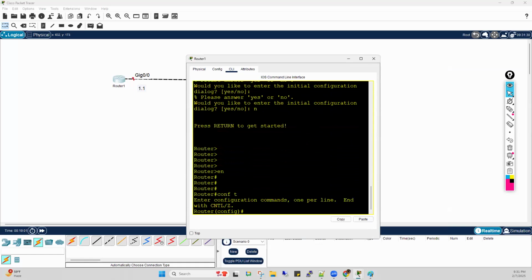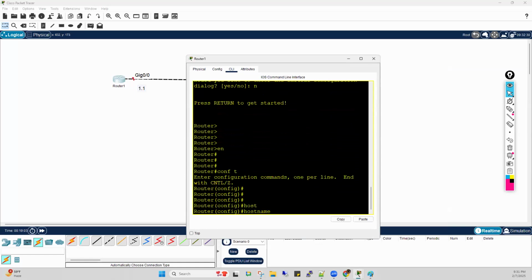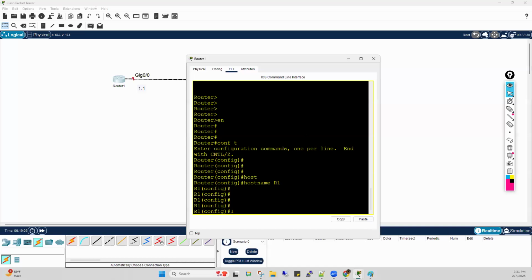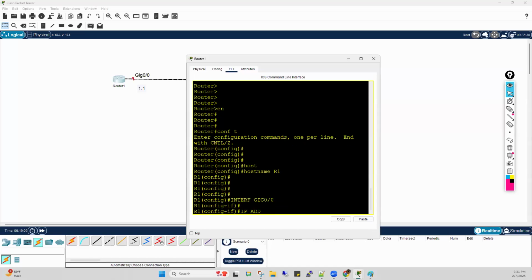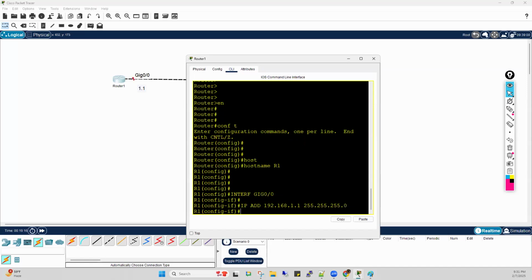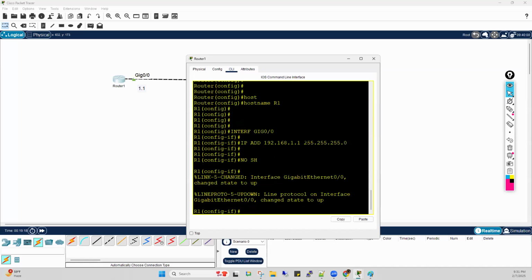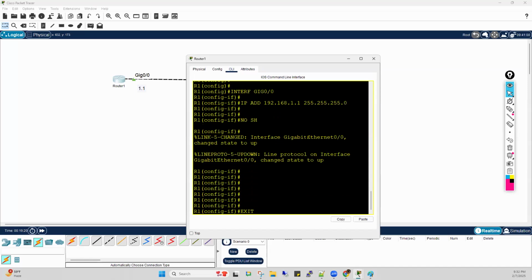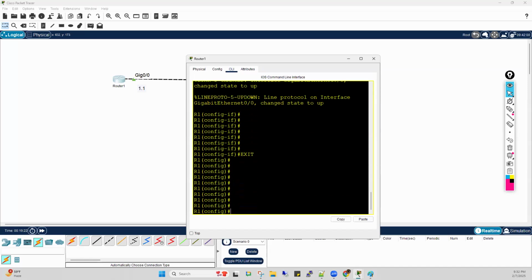Enable, configure terminal, hostname. This is R1. Interface gig 0/0, IP address 192.168.1.1 255.255.255.0, and I'm writing the no shutdown command. Clear, guys? Everyone, yes or no? So on R1, what I did on R1, we just configured the IP address.